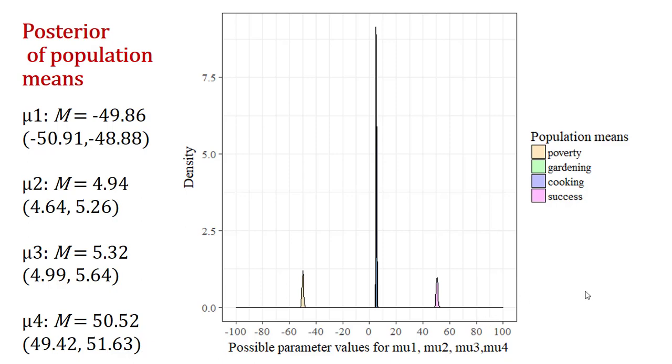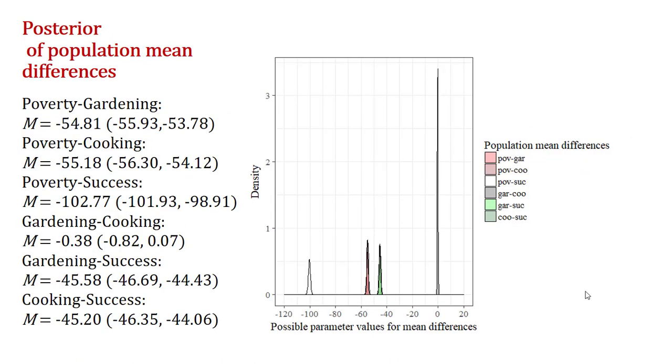And also we've got the deltas. The deltas are the mean differences, and we've got here the posterior distribution with means and confidence intervals. For example, this one is poverty minus gardening. This one is poverty minus success. This one is gardening minus cooking. You can see that it is around zero, because they are very close to each other.